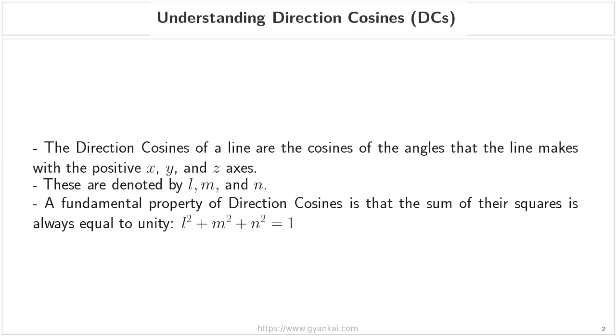Now, here is a very important point to remember for your calculations. There is a fundamental property that all direction cosines share. The sum of their squares is always equal to unity, which is just a mathematical way of saying 1. In other words, L squared plus M squared plus N squared equals 1. Keep this property in mind, because as we will see in the next slide, this specific characteristic is exactly what allows us to use that much simpler cosine formula for finding the angle between two lines.